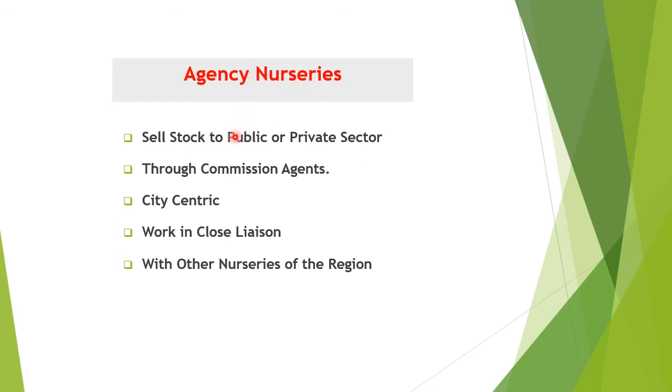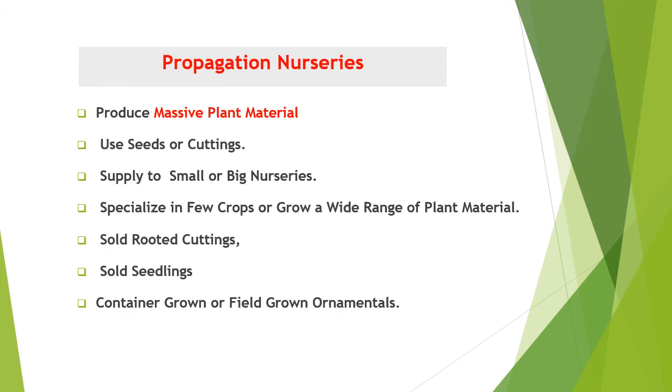Agency nursery sells stock to the public or private sector through commission agents. City centric, they work in close liaison with other nurseries of the region. They sell their stock to public or private buyers, but through commission agents. They don't have any nursery of their own, but work in close liaison with other nurseries of the region. They provide the services. They are called the agency nurseries.